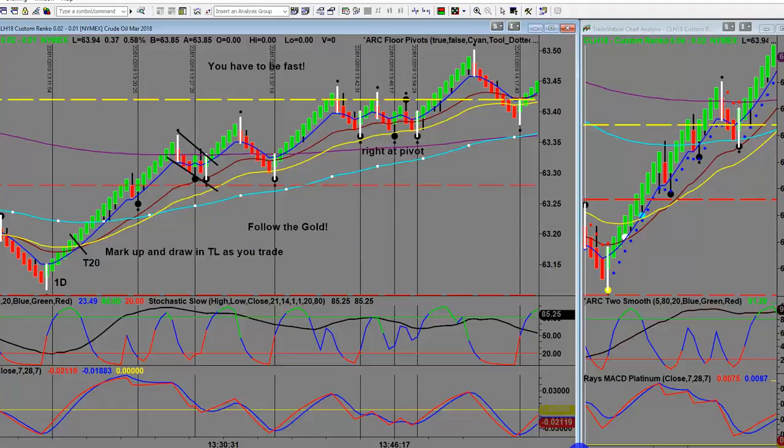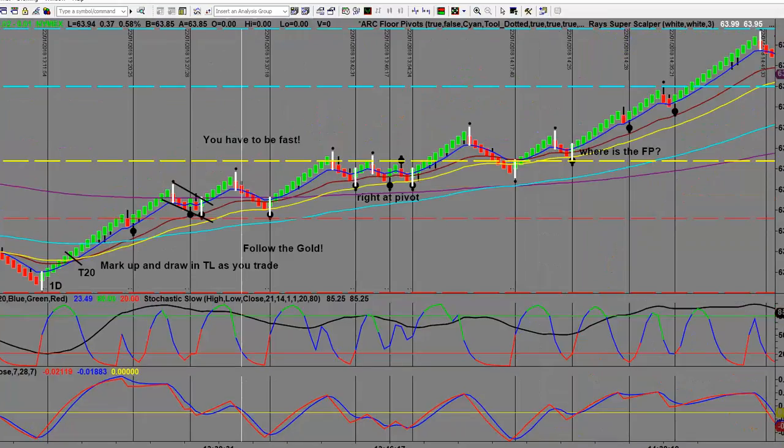Okay, so moving along, we've got our anchor chart here, of course. I'm looking over at my anchor chart, I can see I'm getting a nice fanning of the EMAs on my anchor chart, and I've got a great fanning of the EMAs here on my entry chart, so that's great. So I'll maximize that for a moment, and that's what I'm looking at. Now the other thing I've got here, and I was marking this up live, is where's the FP, where's the floor pivot? You always want to know, traders. So this is our R1 up here. Here's my floor pivot, here's my S1, my S2.